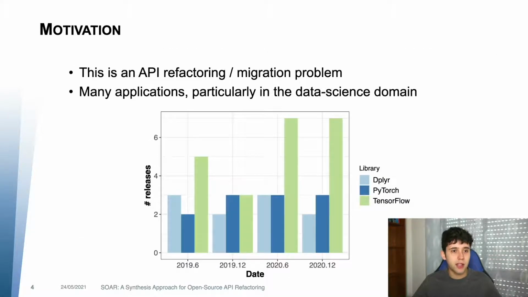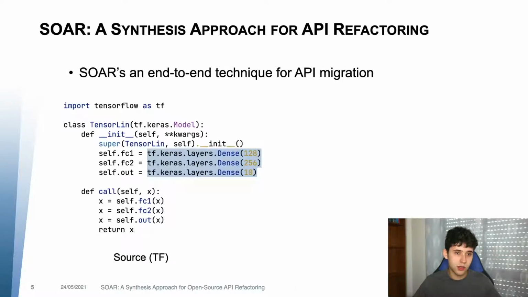This is an API refactoring or migration problem, and it applies in many domains, particularly in data science. Since interest in data science has soared over the past years, many libraries have emerged, and they're still in very active development. For instance, in this bar chart, you can see the number of releases that three popular data science libraries have had in 2019 and 2020, and TensorFlow alone had 19. And so this is why we present SOAR, an end-to-end technique to refactor between libraries.